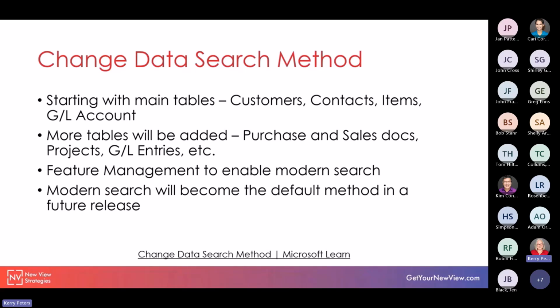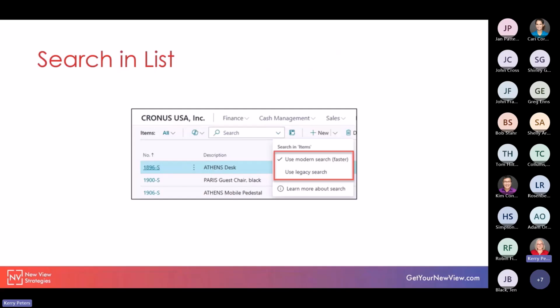And if you'd like to learn more about this and the dates, you can go ahead and click on that link that I have below. This is just a screenshot of what you will see if you have the modern search available on a list page. This is a screenshot from the items list, and if I look on my page search or my list search, there's a little drop down arrow, and it shows that we can either use the modern search, which is faster, and that's what's checked currently, or we can use the legacy search, which is what we are used to.